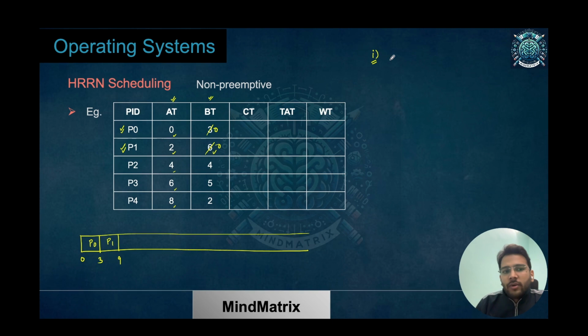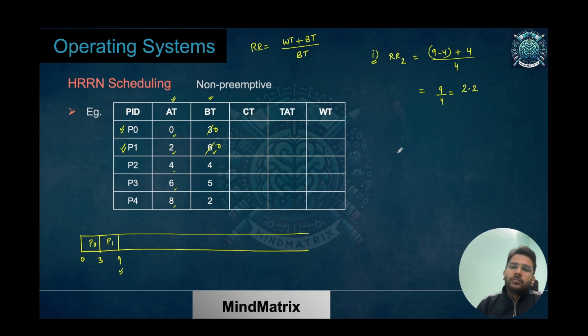For the first time, we are going to find the response ratio for the P2 process. So I'm just writing it like RR2, response ratio 2. We have the formula here: response ratio is waiting time plus burst time divided by burst time. Now how are we going to find the waiting time? At 9 units of time, P2 process arrived at 4 units of time. So what is the waiting time of the P2 process at this point of time? It is going to be 9 minus 4 plus the burst time, that is also 4, divided by the burst time, which is 4. 9 minus 4 is 5, 5 plus 4 is 9, and 9 by 4 will give you something around 2.2. Correct? Yes.